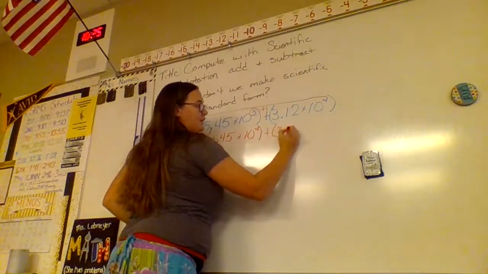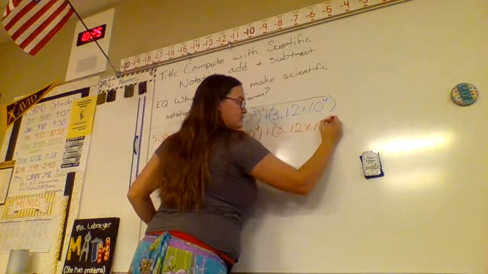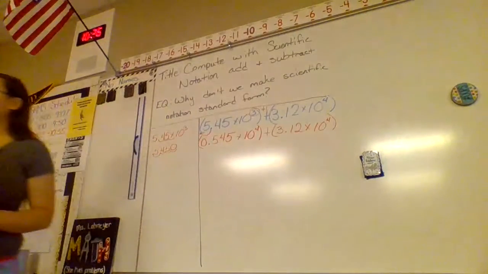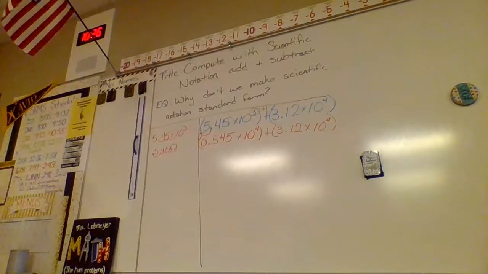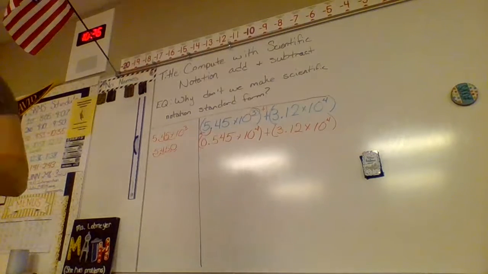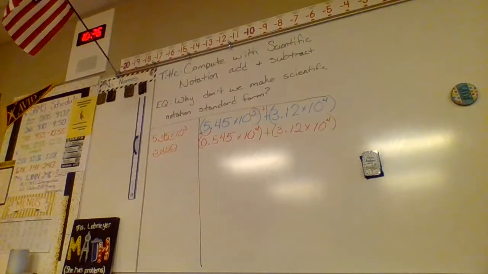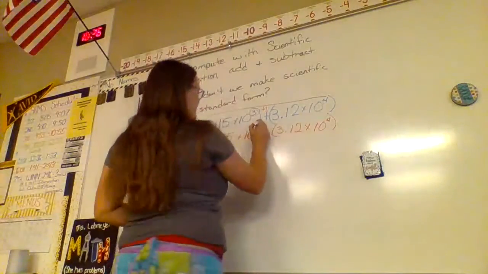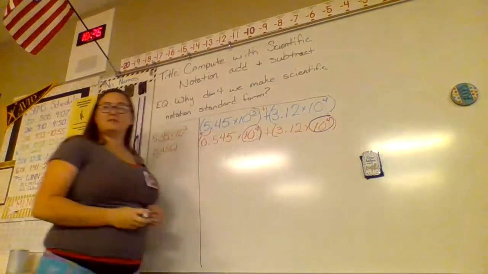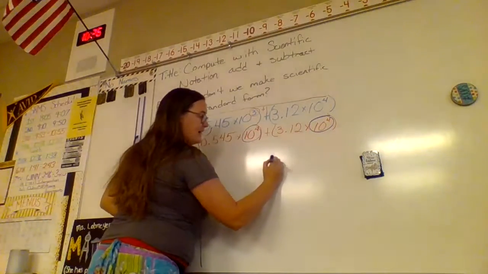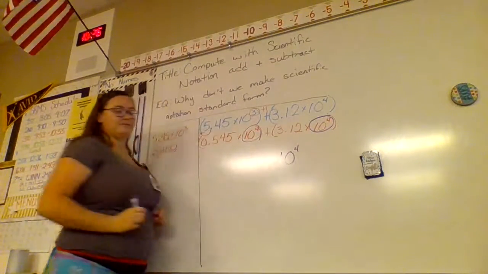Plus 3.12 times 10 to the 4th. See our exponents? Are they the same? Yeah. On fractions, when we add, what do you actually add? Numerators. What happens to the denominators? What happens to our power of 10? It stays the exact same. That's the whole point of this. Fractions, you have to have a common denominator. Scientific notation, you have to have the same power of 10. That's going to stay. Times 10 to the fourth power.